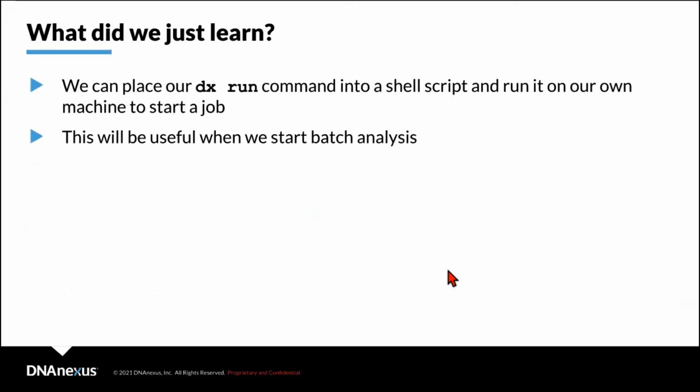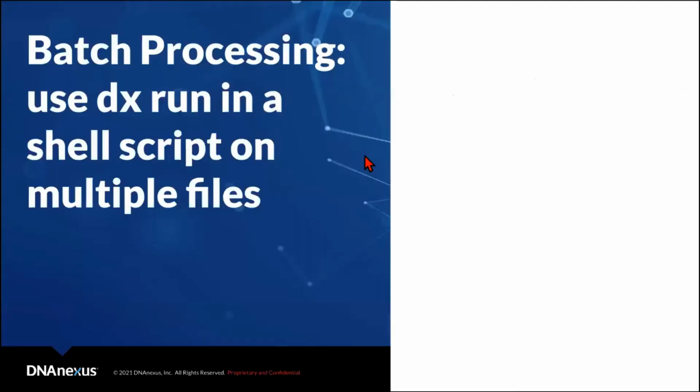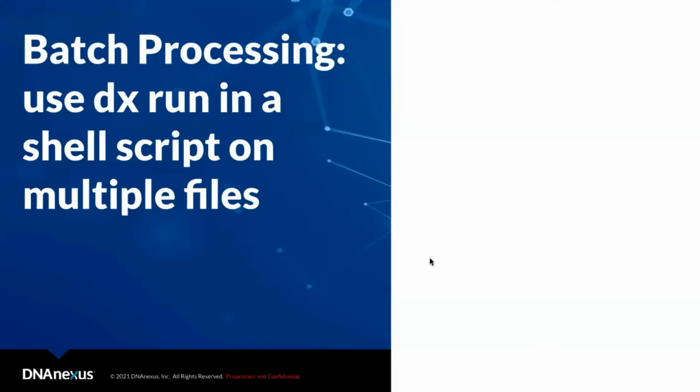So what we just learned is that we can place our dx run command into the shell script and run it on your own machine to start a job. So you run the script on your own machine, but by running dx run, if you remember the first slides from Ted's part, you're actually creating an API request to the UK Biobank RAP platform. And this will be very useful when we start batch analysis, and Ted will walk you through that part. Okay, so we talked about some of the fundamental skills about running things with dx run.